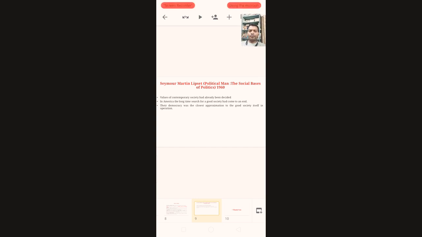S.M. Lipset argued in this book that the values of contemporary society had already been decided. In America and in most of the Western European countries, the long search for a good society had come to an end with the establishment of constitutional government, parliamentary democracy, etc. Their democracy was the closest approximation to the good society itself, which was in operation. Therefore, nobody was now much interested in any kind of refinement or reforms in these theories or ideas. So S.M. Lipset is also talking about this.